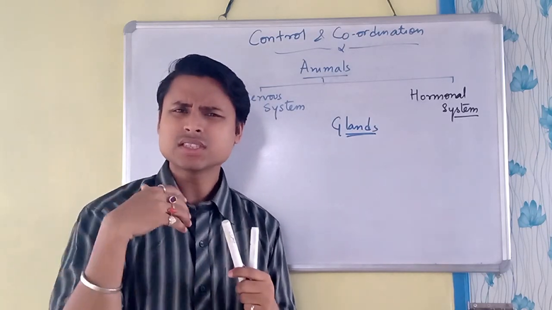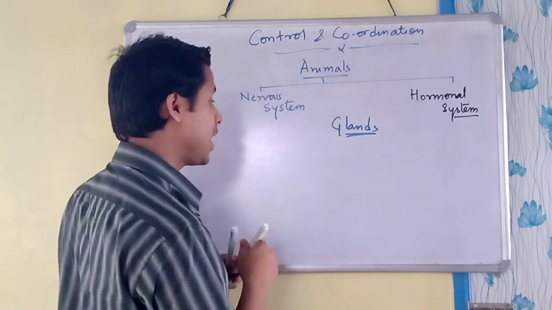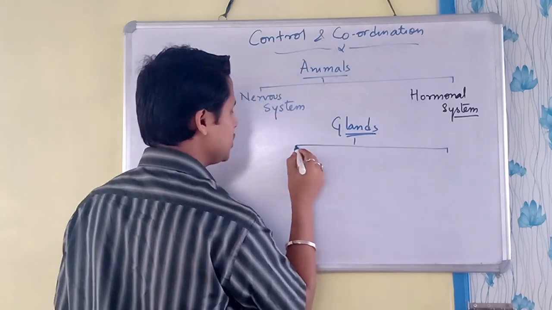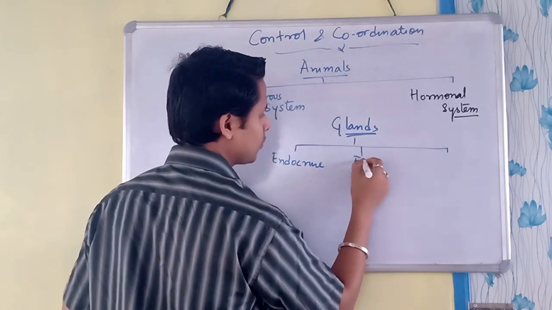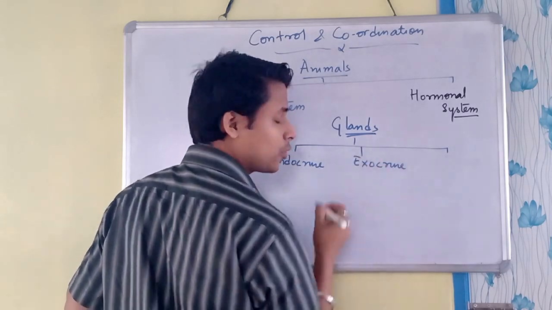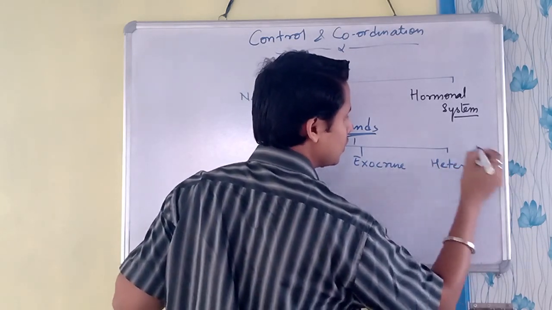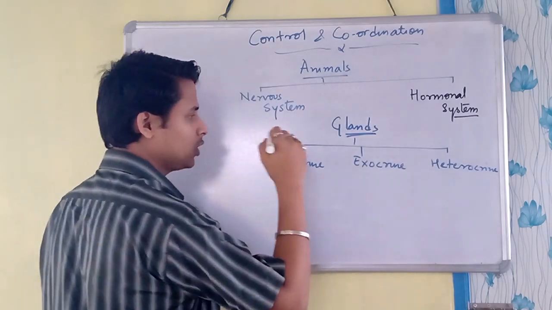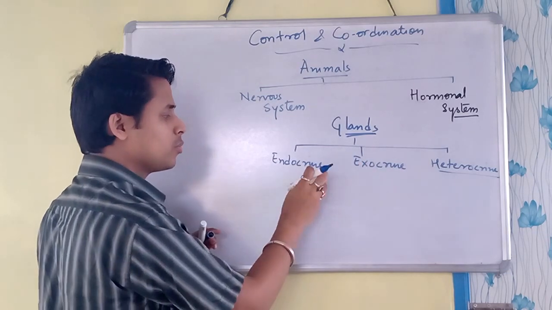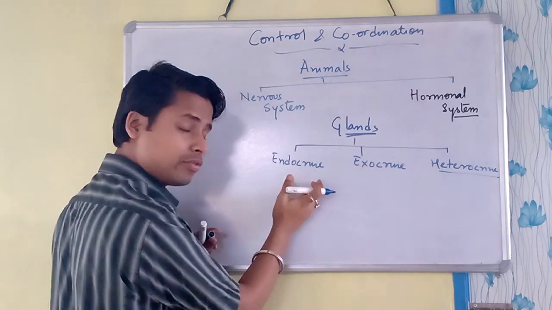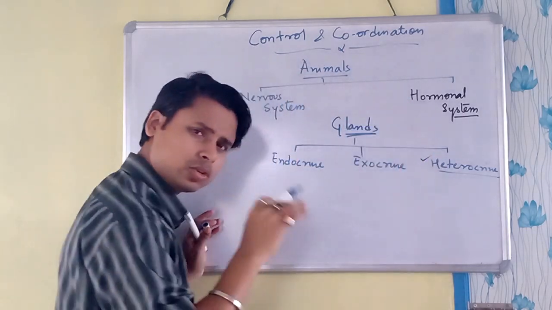These glands do secretion. They release something, they secrete something, right? There are different types of glands. Glands are classified into endocrine glands, exocrine glands, and then heterocrine glands. A heterocrine gland has a dual role, meaning the gland has an endocrine function as well as an exocrine function. So they are called heterocrine glands.